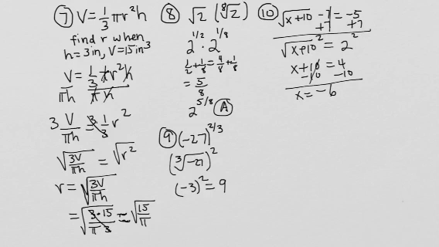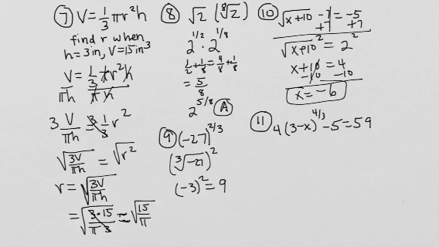And then you could just plug it in into the original, make sure it works, and it does. Negative 6 plus 10 is 4. Square root of 4 is 2. 2 minus 7 is negative 5, so that works. So here's the answer. Alright, 11, another equation that is asking you guys to solve for x.